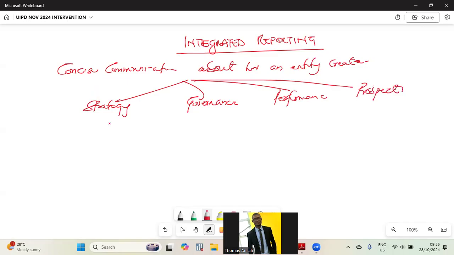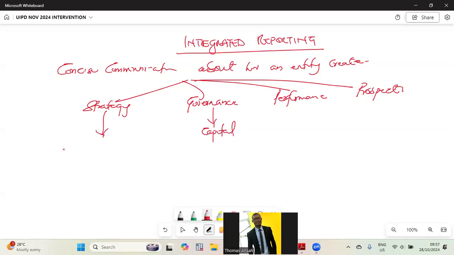So what is your strategy? And here, the strategy, we are going to talk about the business models. So when you look at what you want to discuss, what you want to do, here we are talking about your capitals. So the governance we know is your processes, and your processes involve what you have to do, what you need to do. Okay, so we are talking about how your strategy, your governance, your performance, and your prospect all come together to create value, both short-term and long-term. So that is basically what sustainability is.